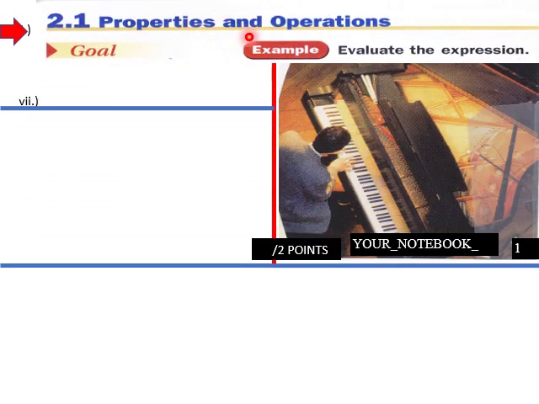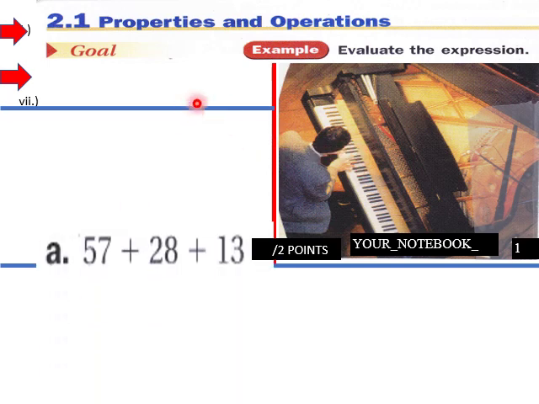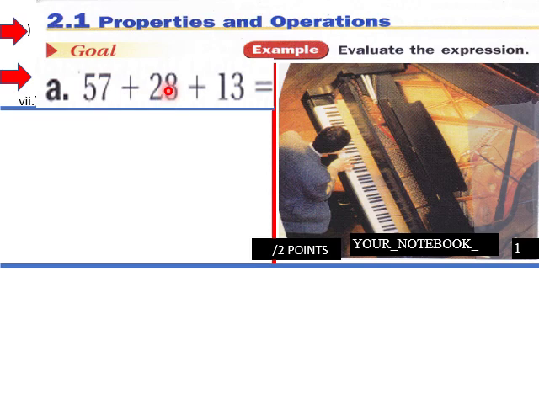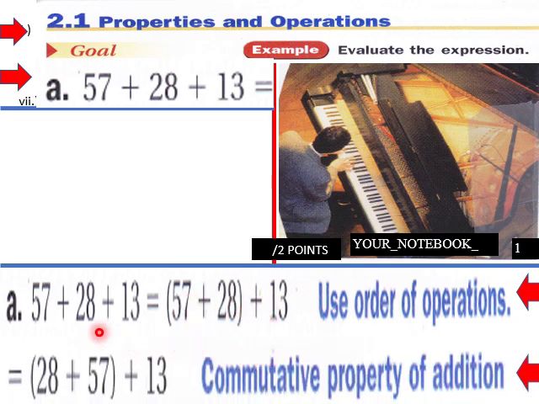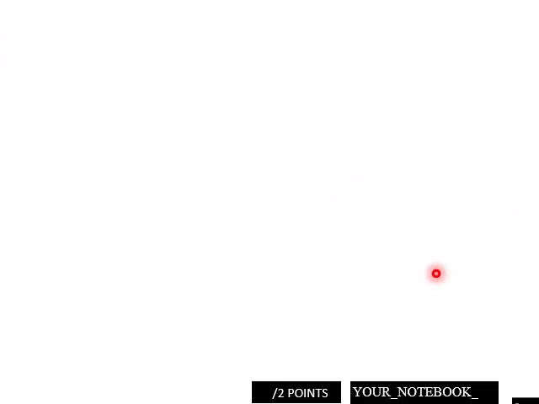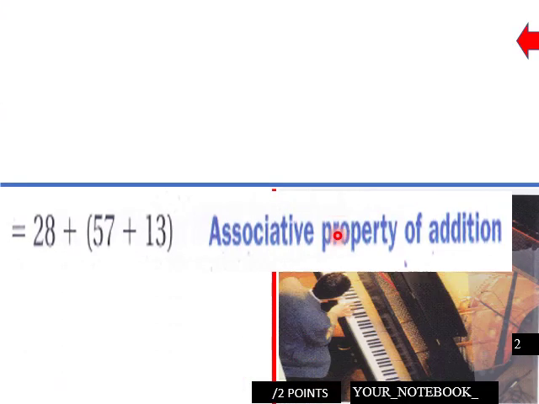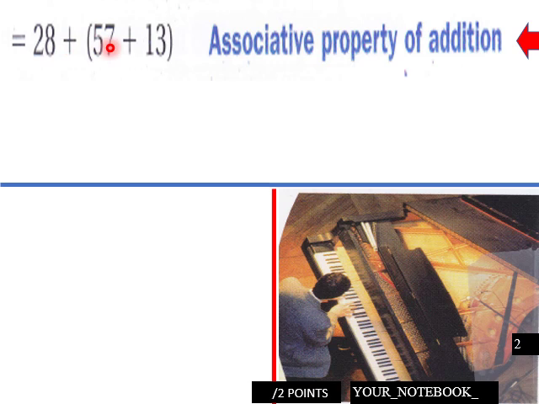So 2.1 properties and operations, evaluate the expression. So we have this expression here, 57 plus 28 plus 13. So we're going to add all these together, use order of operations. So we have 28 plus 57 plus 13. We can move stuff around if we want. Commutative property of addition. We can do that if we want. Depends on what you want to do. But 28 plus 57 plus 13 is another example here of the associative property of addition.